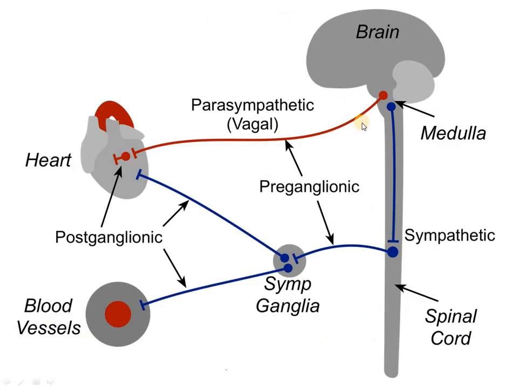In this picture you can see that the heart is connected by both parasympathetic nerves as well as sympathetic nerves. The sympathetic ganglion is located nearer to the spinal cord. That's why the preganglionic neuron has to travel a shorter distance to reach the ganglia, whereas the postganglionic neuron has to travel a longer distance to reach the heart. Whereas in the parasympathetic nerves, the preganglionic neuron has to travel a longer distance to reach the ganglia, which is located nearer to the heart, whereas the postganglionic neuron has to travel a short distance to reach the heart. So this is the difference.